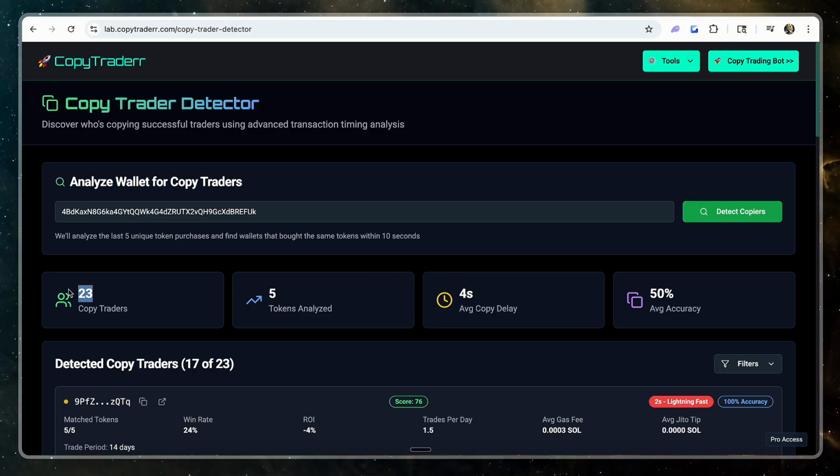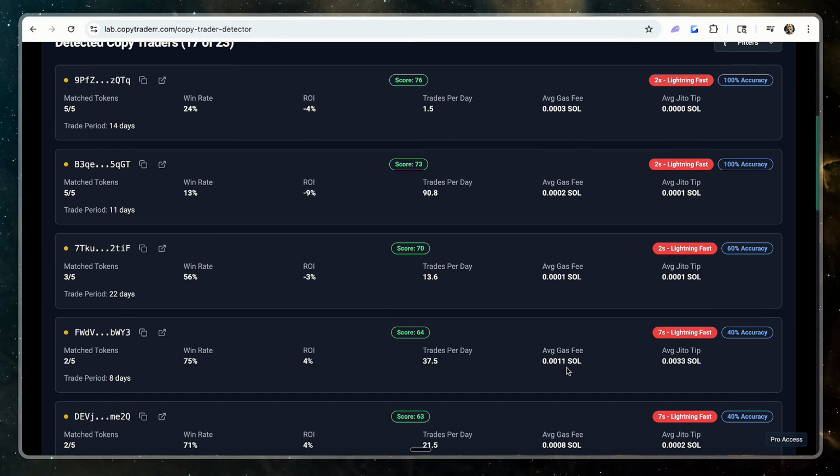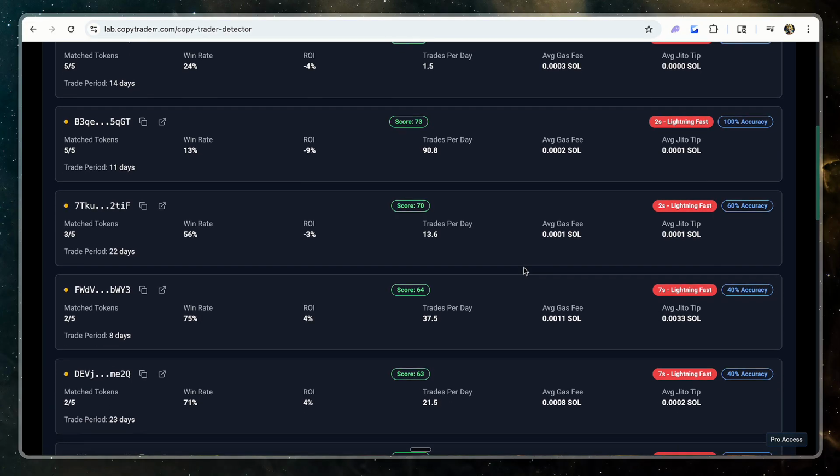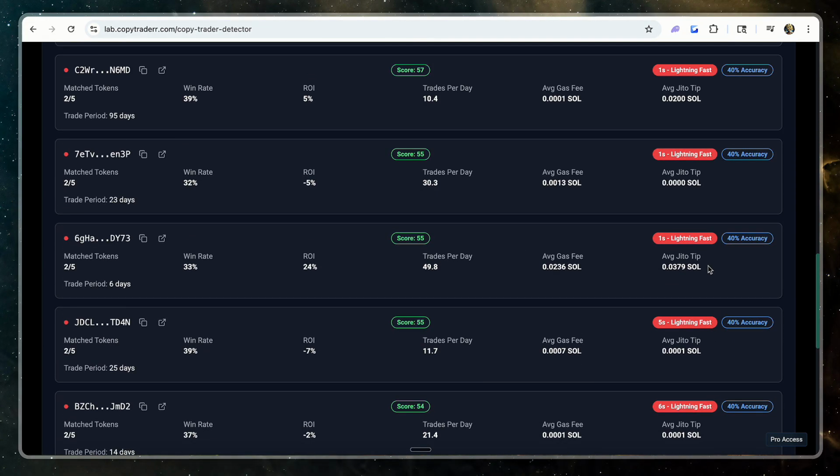And that's the second reason why this is so useful, because here on the right, you can see exactly what fees all the traders are using. So if you wanted to try to copy trade this guy and beat all of these traders, then you would need to use higher fees than someone like this who's getting in within 1 second. His fees are quite high, but if you can get in before him, then it can be quite lucrative.